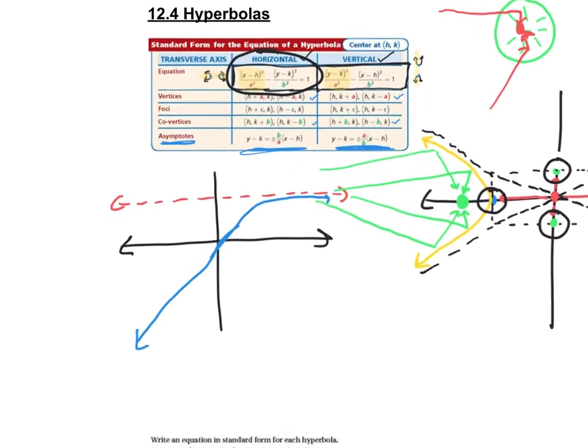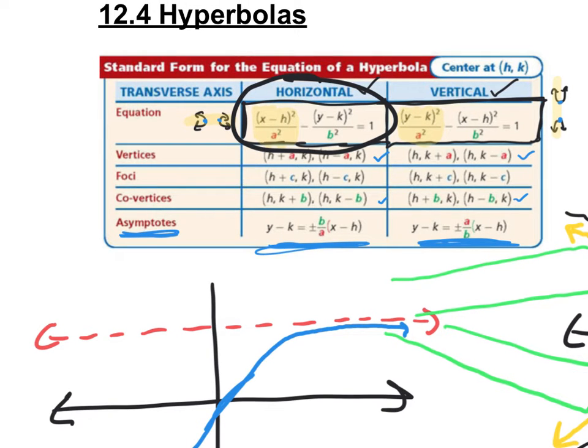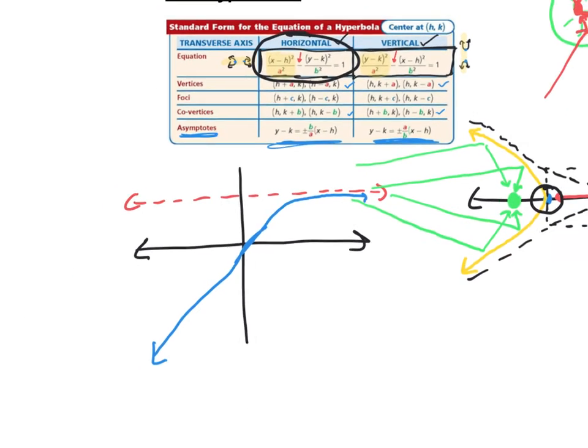Okay, so here's the idea. There's our basic form. I do want you to notice it looks very similar to an ellipse equation, except that it has a minus sign in here. A minus sign instead of a plus sign. That's the only difference, right? Sneaky, sneaky. So be careful on that.